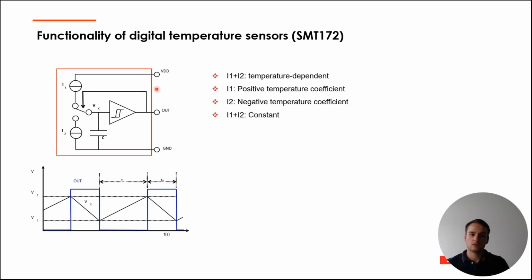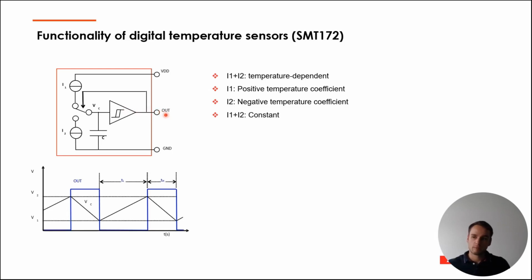If you take a look at this slide, you can see the functionality of the temperature sensor, but it's greatly simplified. On the left side you can see two current sources. I1 has a positive temperature coefficient and I2 has a negative temperature coefficient, which means that if the temperature is rising, the current of I1 will rise also, and the current of I2 will sink. With the help of a switch, you can switch from I1 to I2 so that I1 doesn't have a function anymore. Also, you can see a capacitor and a Schmitt trigger. And after the Schmitt trigger, that's the output of the sensor.